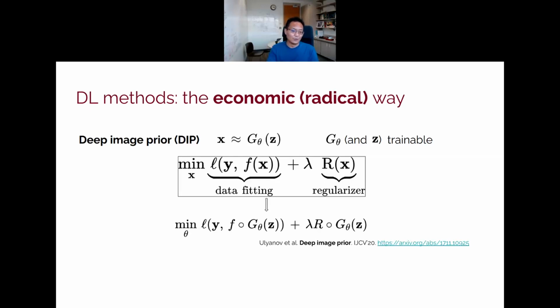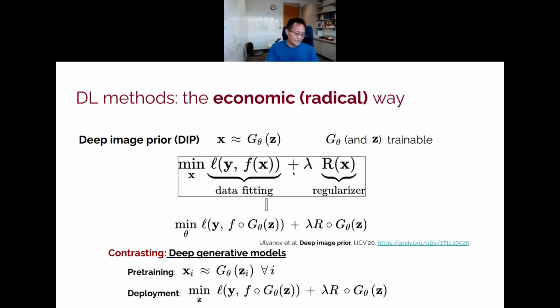I don't have any pre-training process for this. Okay, so what I'm going to do is just plug in this parameterization of the visual objects and form a new formulation from the traditional regularized data fitting formulation. So I start from here and arrive at here. Basically, whenever I see X, I replace that with a neural network with some stuff from a random seed.